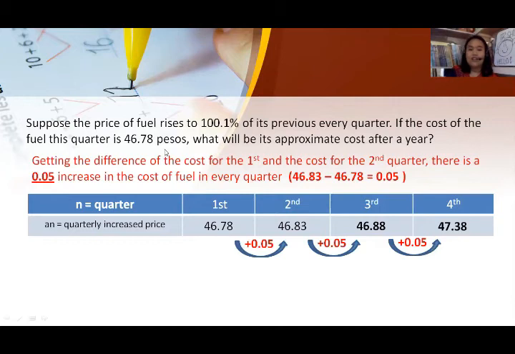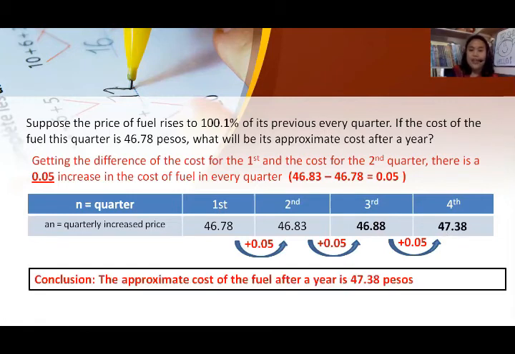Yes. Kasi ang tanong niya, what will be its approximate cost after a year? So, approximately, the cost of the fuel after a year is 47.38. Why? Kasi nag-i-increase nga siya ng 0.05. So, pagdating natin sa last quarter ng taon na ito, yung presyo na ng fuel na binibenta from 46.78 pesos of the first quarter, magiging 47.38 pesos na siya.